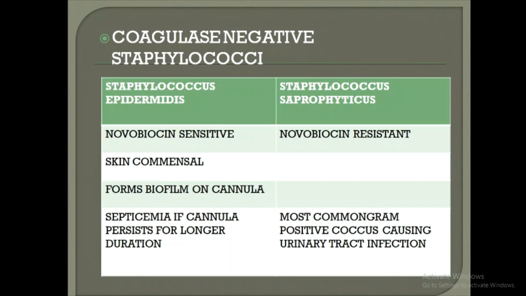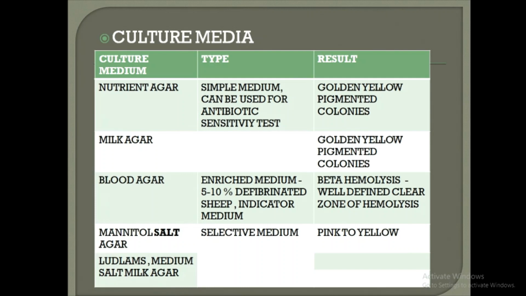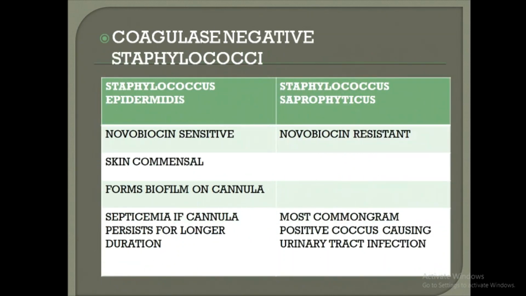Now coming to Staphylococcus saprophyticus. It's novobiocin resistant and the most common gram-positive organism causing UTI. Now another question. What organism is isolated from your urine culture if you had got tested it before?